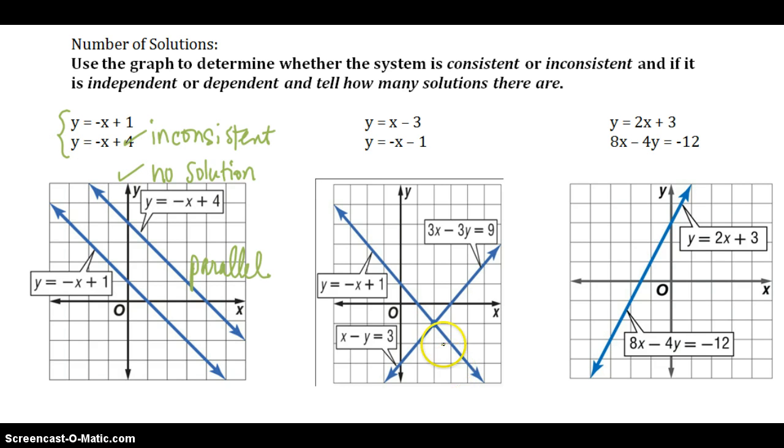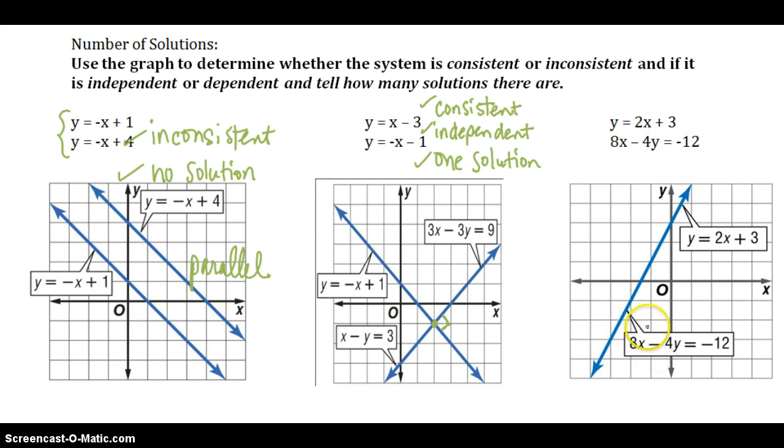The second problem, we don't have the same slope. We actually have negative reciprocal slopes. So actually these are perpendicular, which doesn't really matter. What does matter is that they intersect at exactly one point. So that makes them consistent because there is a solution. There's only one solution, so that means it's independent. Independent with one solution. And those are the three questions we're supposed to answer. 1, 2, 3.